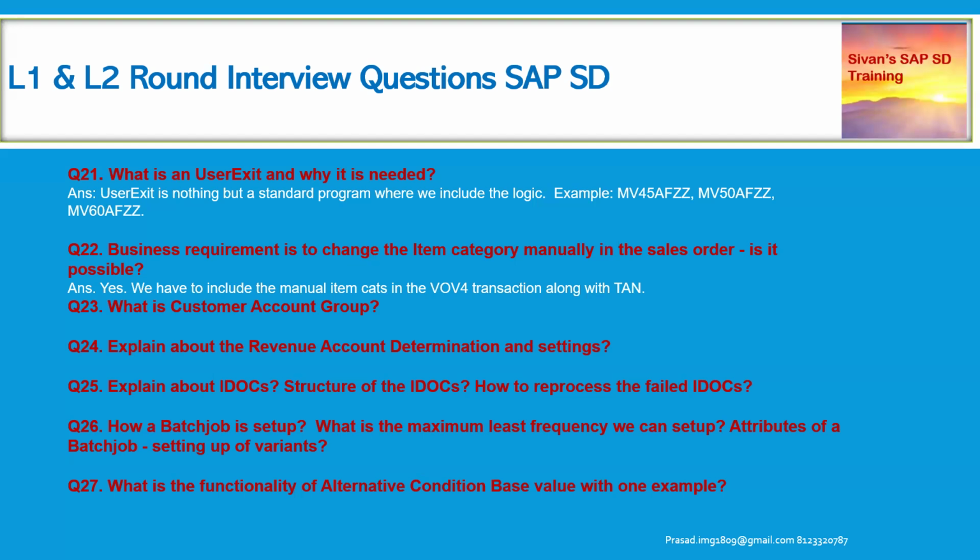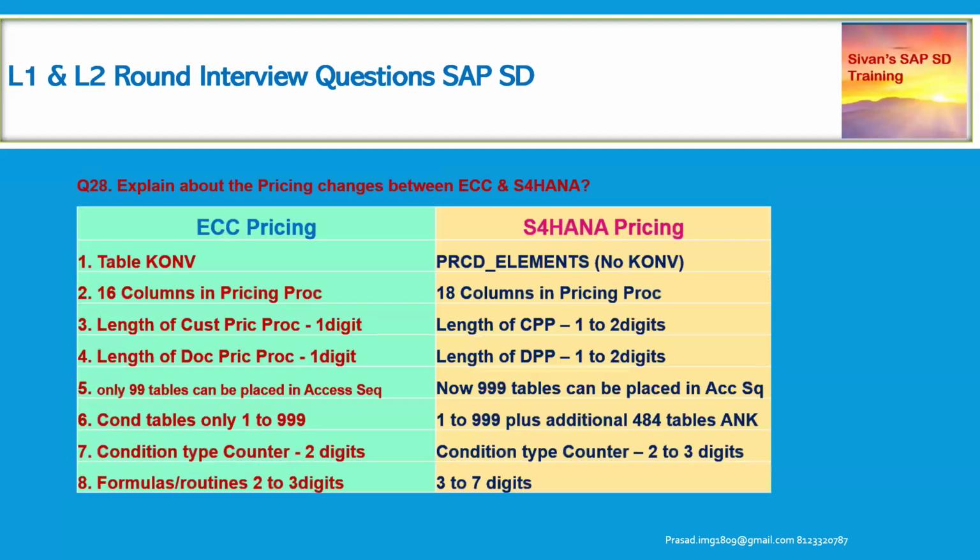Where if you maintain 12, then the system will calculate based on the gross weight. If you maintain 13, the system will calculate the value based on the net weight. So that is up to the business requirement. We can select the option. So this is the most important question we often face.